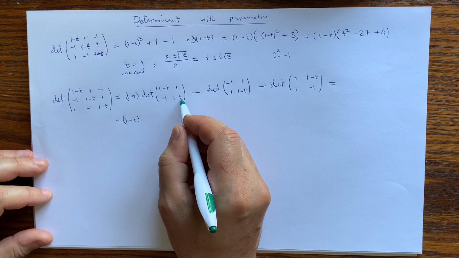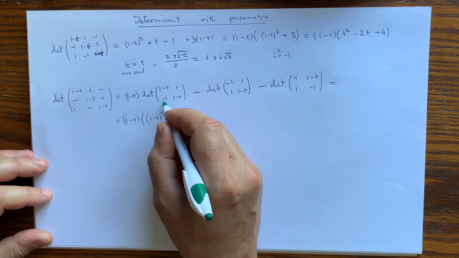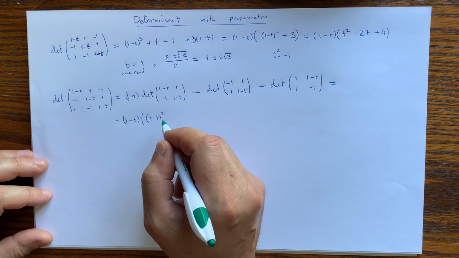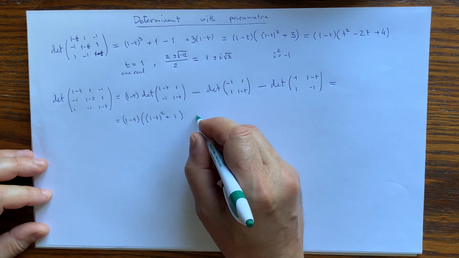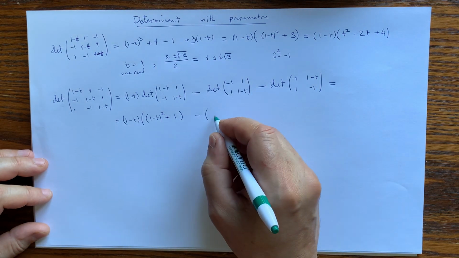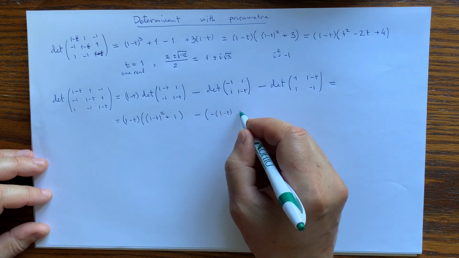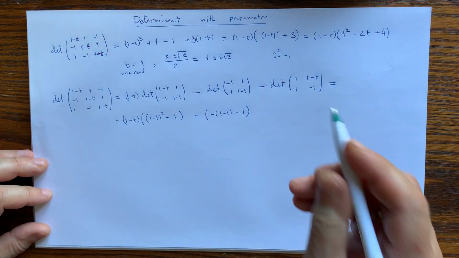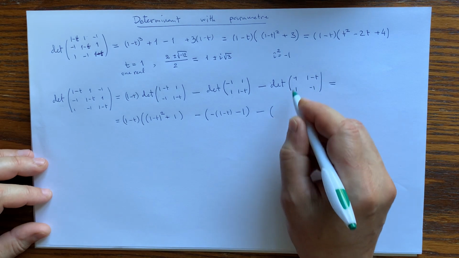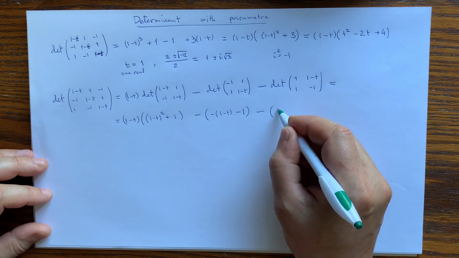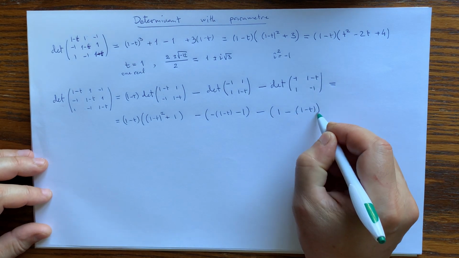And this one is the product of 1 minus t with itself, minus the product of these off-diagonal entries, which happens to be plus 1. The determinant here is negative 1 minus t, and then negative 1 on top. And this determinant is negative, negative, positive 1, and then with negative sign 1 minus t.